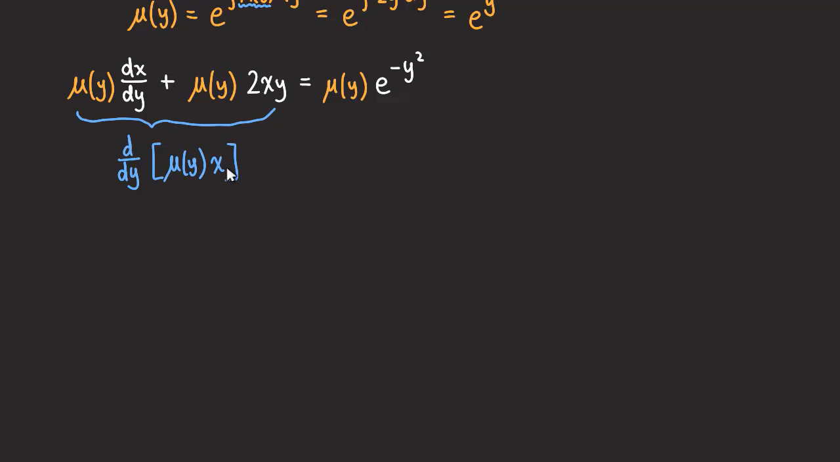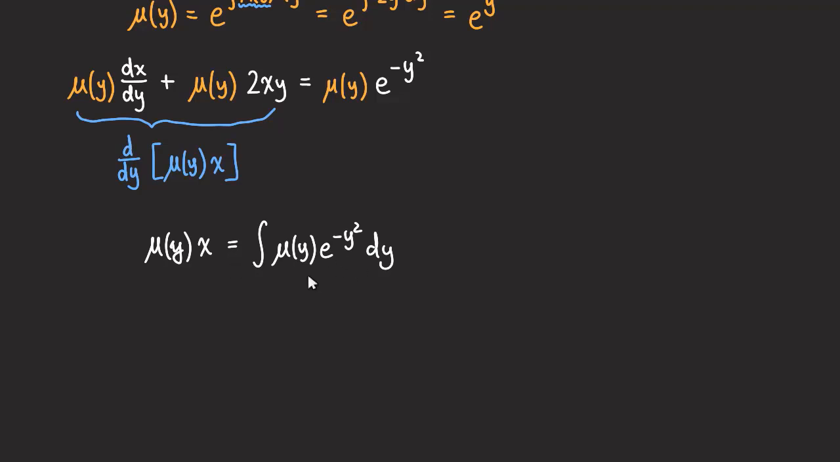So now if we integrate both sides of the equation, then we are going to simply get mu of y x equals the integral of the right-hand side of the original equation. So let's do that. Now we are going to get mu of y times x equal to the integral of mu of y times e to the negative y squared dy. So this is what we have here.